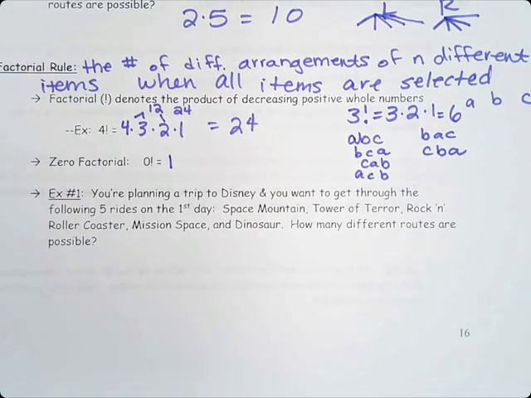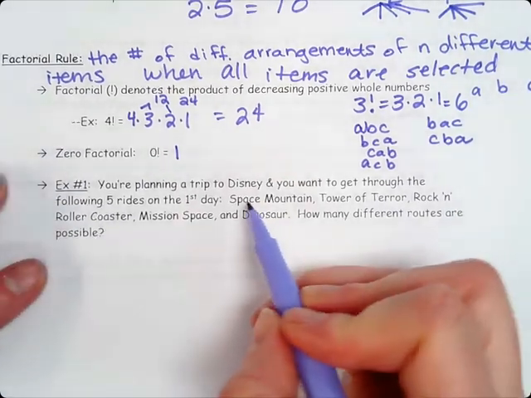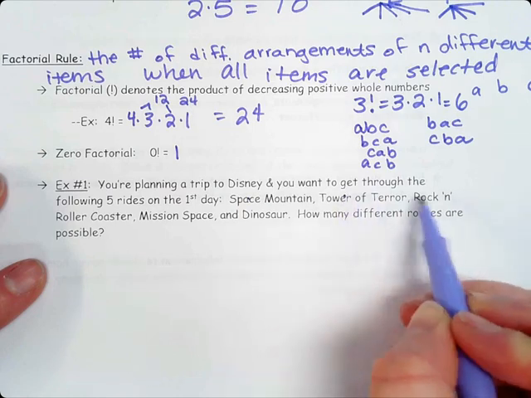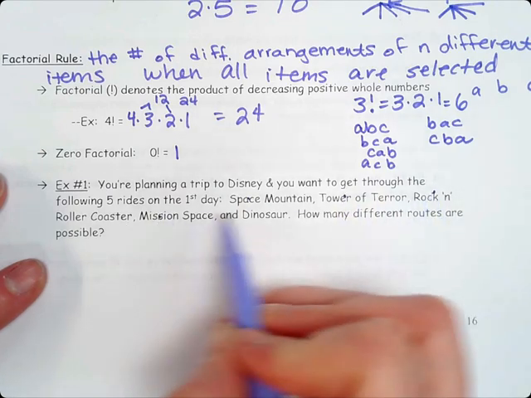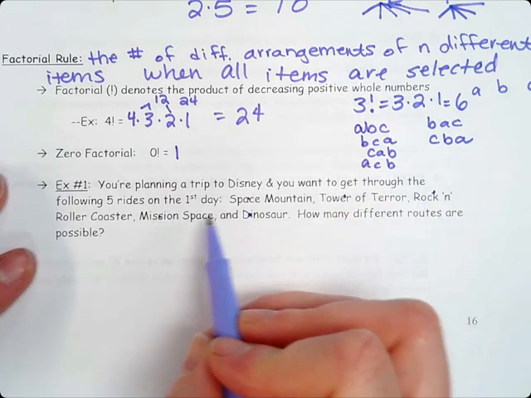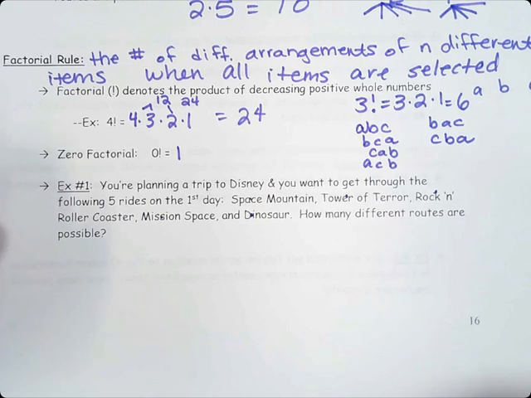Example 1, you're planning a trip to Disney and you want to get through the following 5 rides on the first day. Space Mountain, Tower of Terror, Rock and Roll Roller Coaster, Mission Space, and Dinosaur. How many different routes are possible? So you could do this first, this second, this third, this fourth, this fifth. So think about listing all of those out.